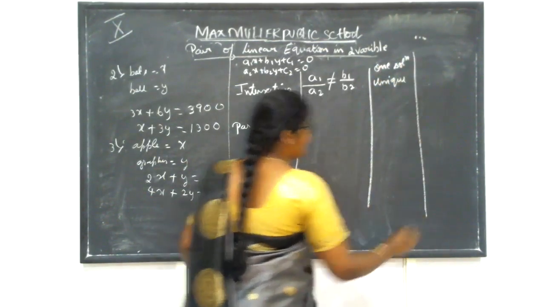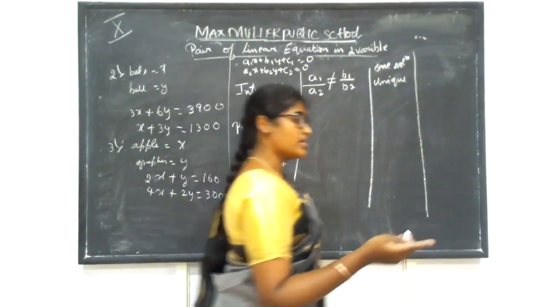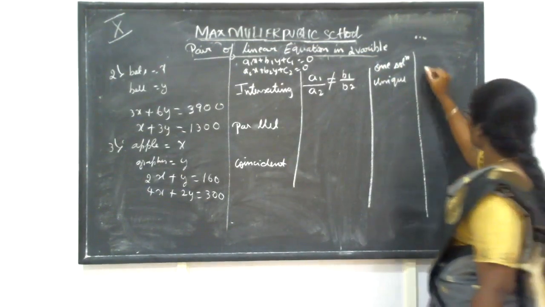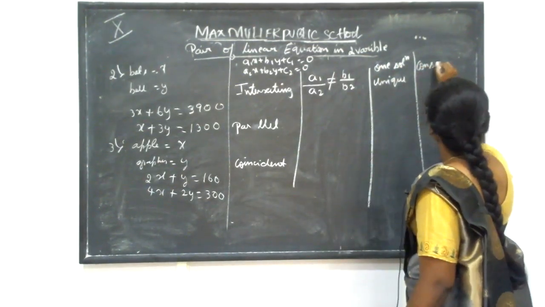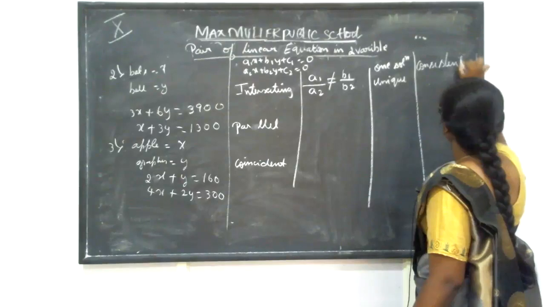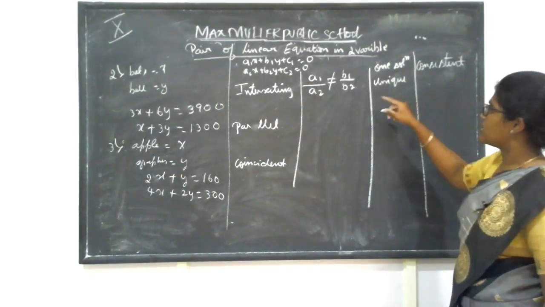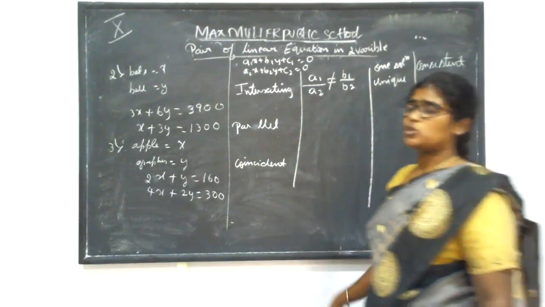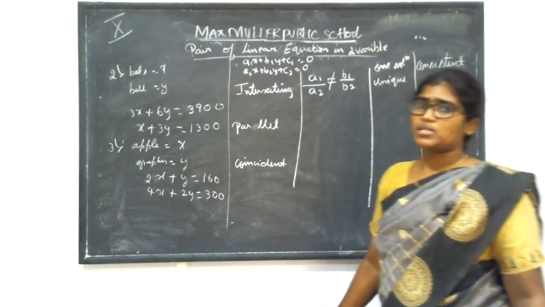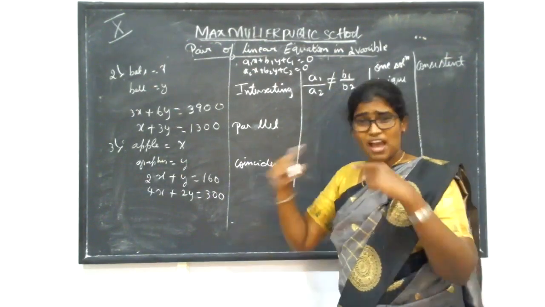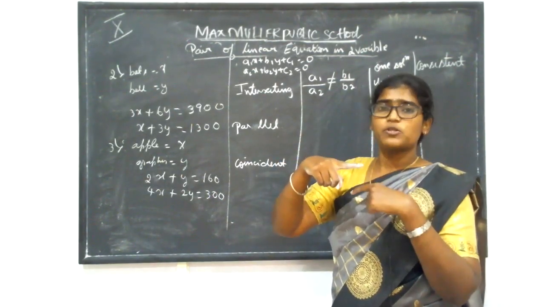Clear? If it is unique, what is the other word I told you when you have a solution for that? When you have a solution, you are going to say it as consistent. Did I not tell you this? Consistent. Yes, we were talking about this. That is, when you have a solution for the given lines, then you are going to say it is a consistent line.